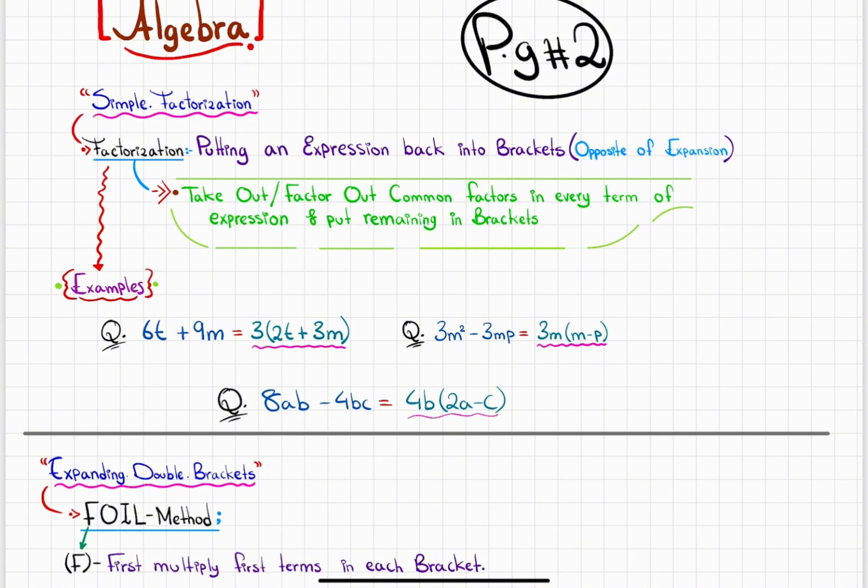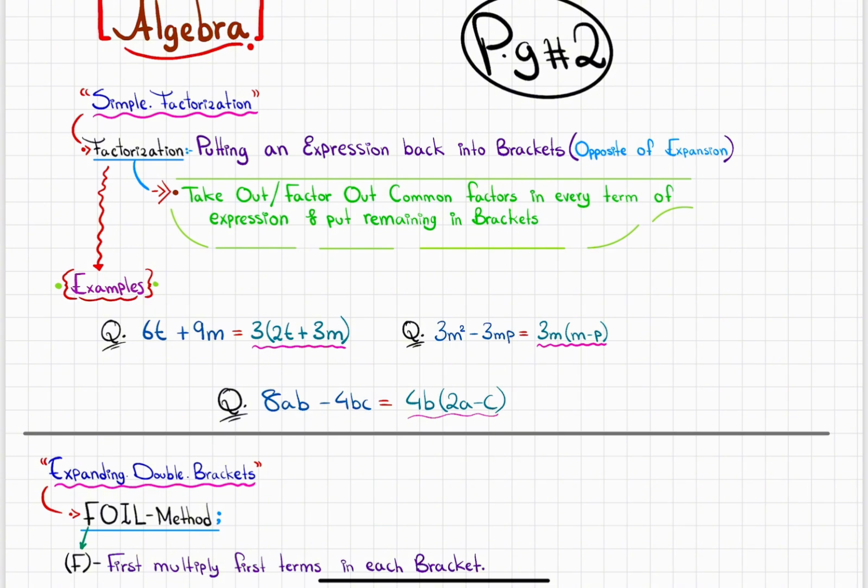Simple factorization. What do we mean by factorization by definition? Factorization is putting an expression back into brackets. So it is technically the opposite of expansion. Take out, or factor out, the common factors in every term of the expression and then put the remaining ones back in the brackets. For example, 6t plus 9m. Basically, we are reversing what it was before. So we're going to factorize it by putting it back into its original form.